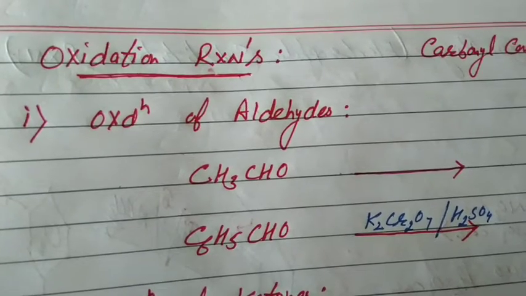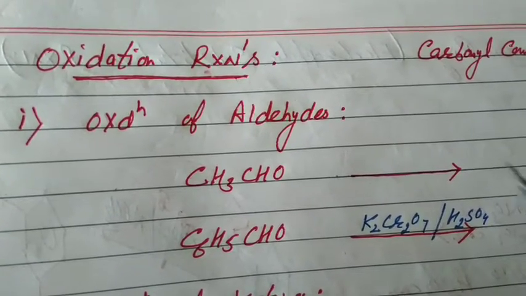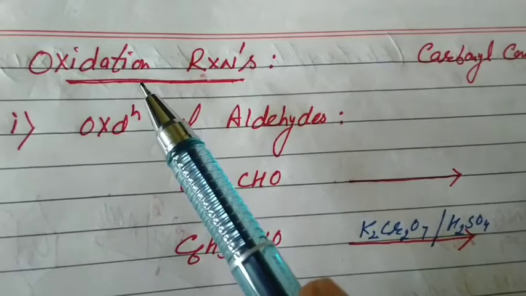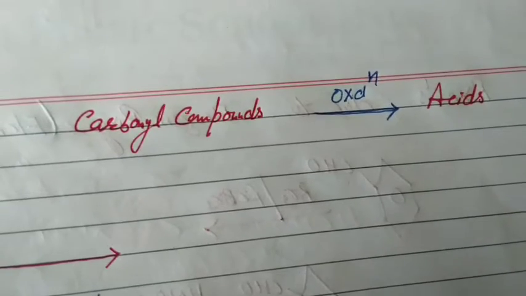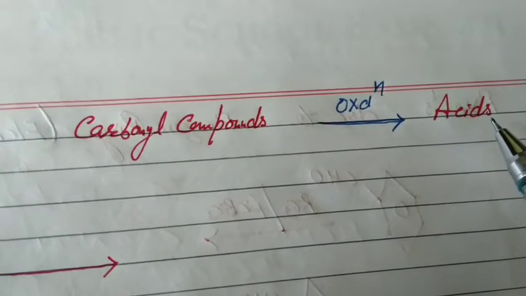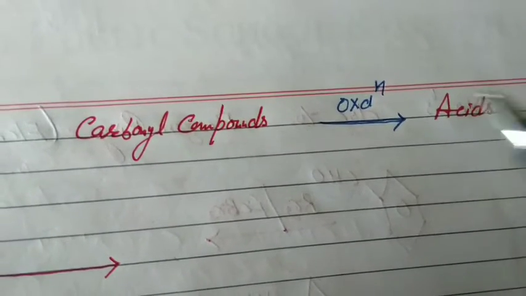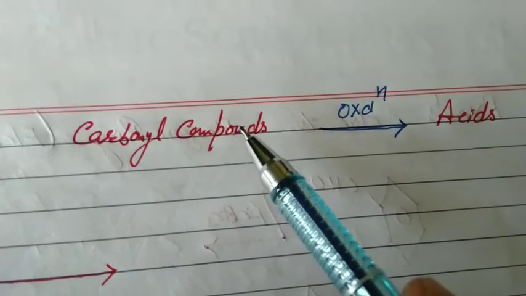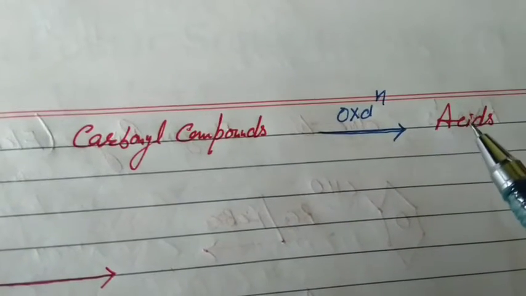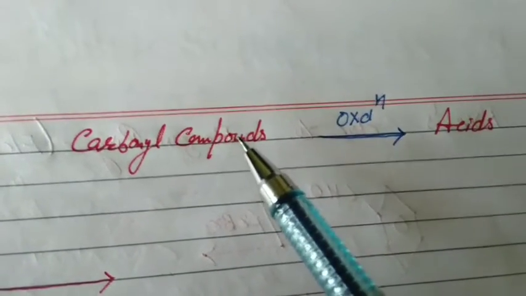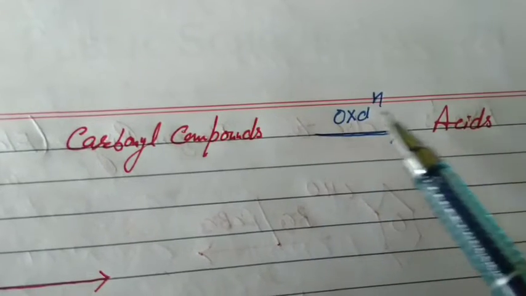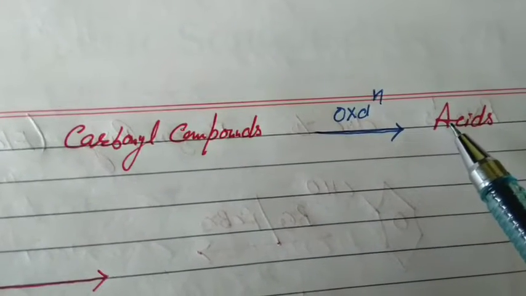Hello students, today in this session we will discuss oxidation reactions in carbonyl compounds. Carbonyl compounds upon oxidation lead to the formation of acids. Oxidation means a lower organic compound changes to a higher organic compound. That is, carbonyl compounds upon oxidation definitely will give acids.